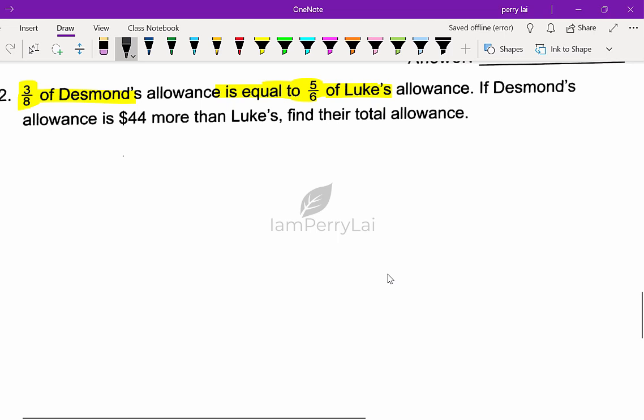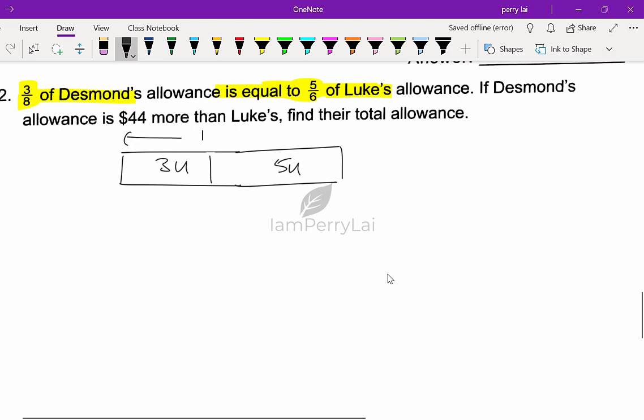So the problem right now is how do we draw a bar model to compare this? So 3/8 of Desmond's allowance looks like this. So 3/8. So total is 8. And that is Desmond's allowance, which is equal to 5/6 of Luke's allowance.